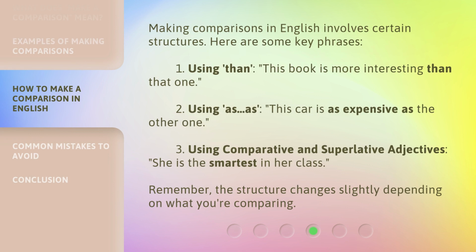Making comparisons in English involves certain structures. Here are some key phrases. 1. Using "than": this book is more interesting than that one. 2. Using "as... as": this car is as expensive as the other one. 3. Using comparative and superlative adjectives: she is the smartest in her class. Remember, the structure changes slightly depending on what you're comparing.